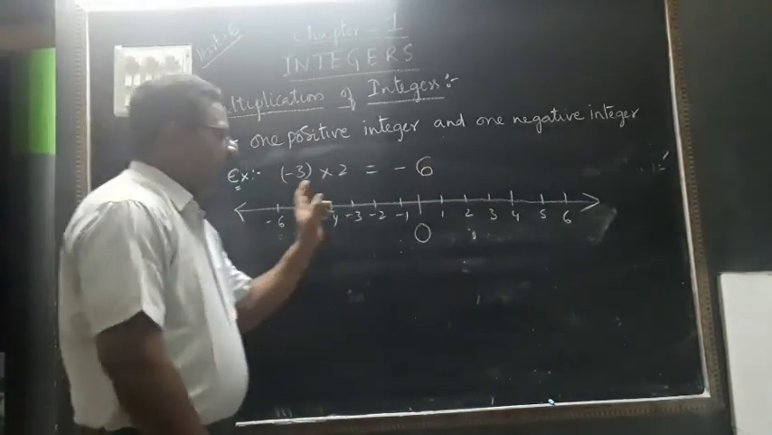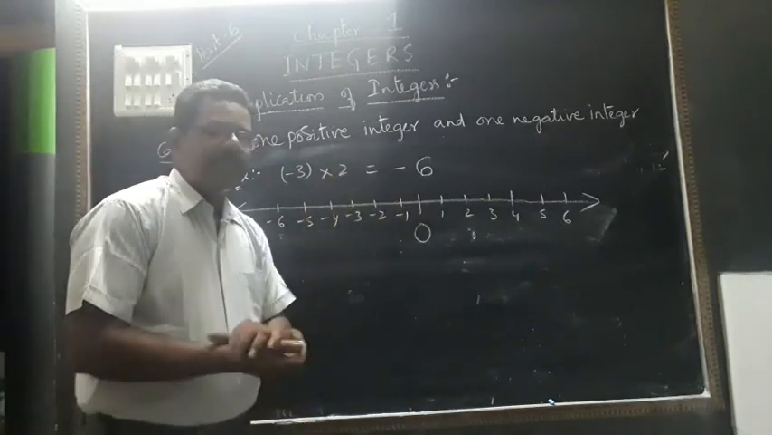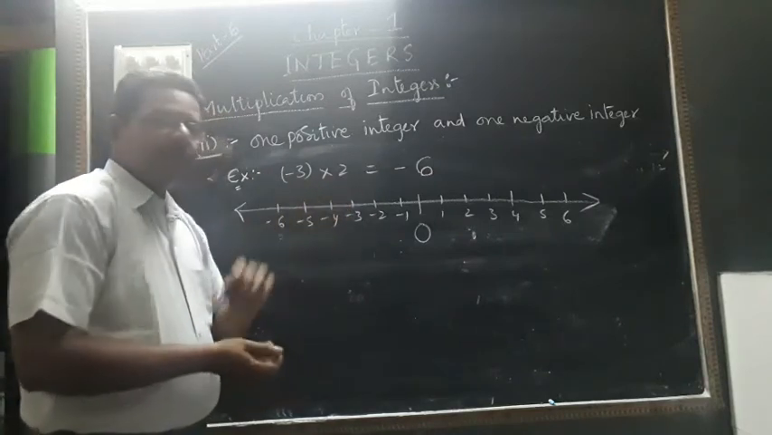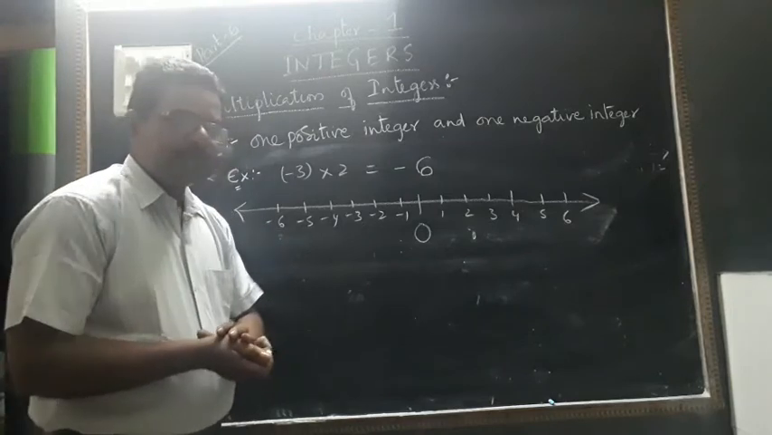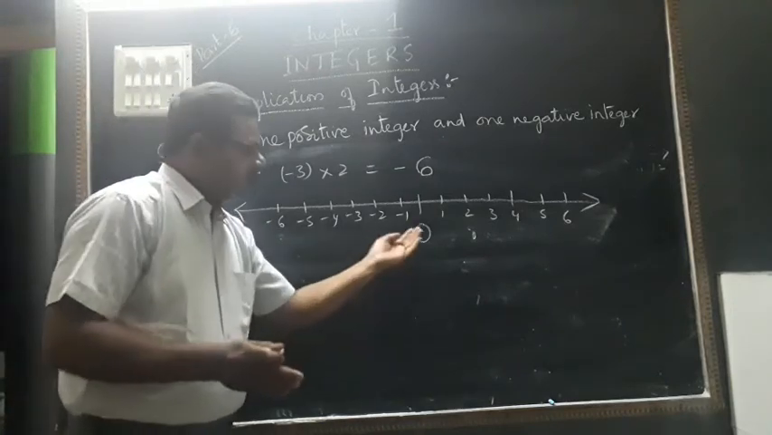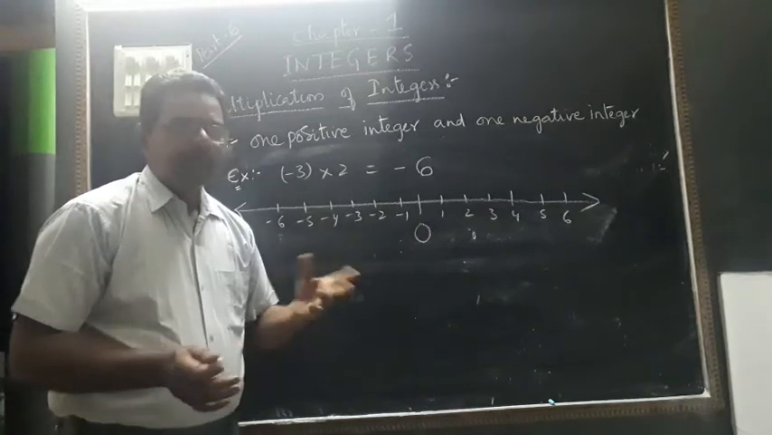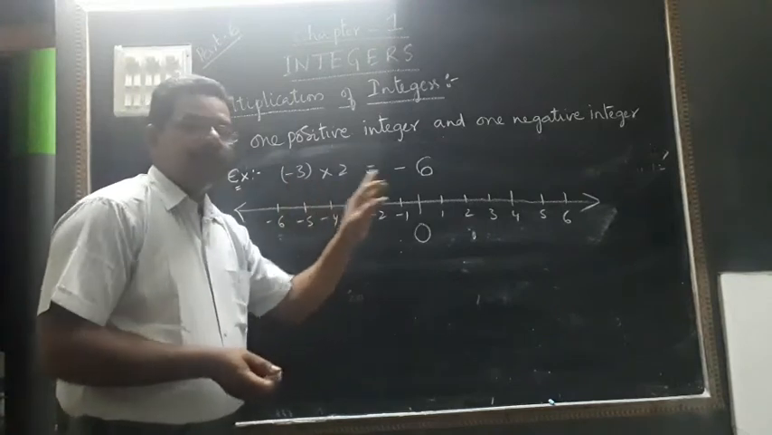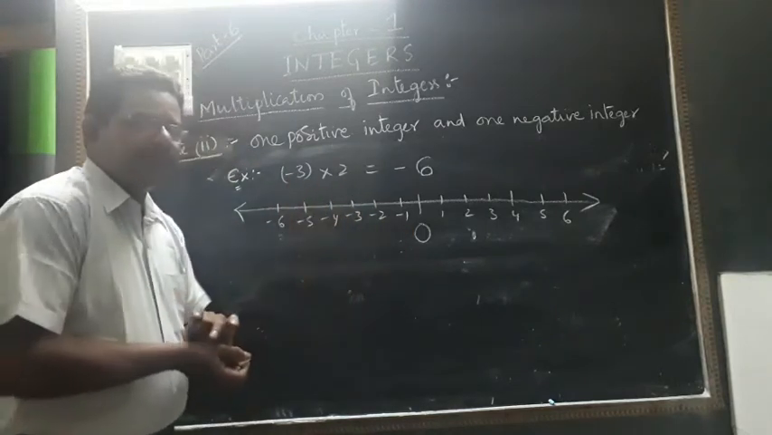Understand? So minus 6, how are we getting minus 6? Here first we take 2, the positive number. So the positive number should be jumping towards minus 3. Minus 3 times means 3 times from the 0 to the left hand side. This way if you take it, it's very easy for you. Instead of taking minus 3 jumping 2 times, we can take this one. It's very easy for you.